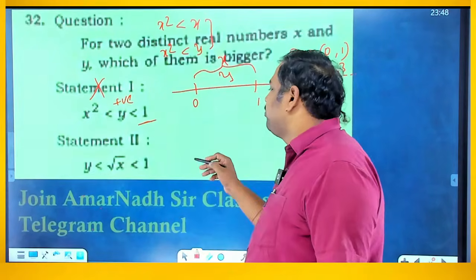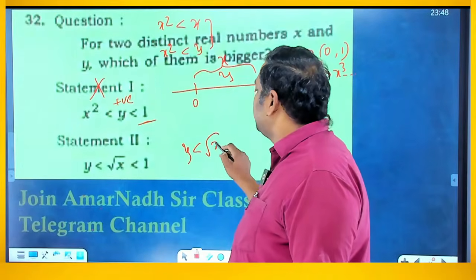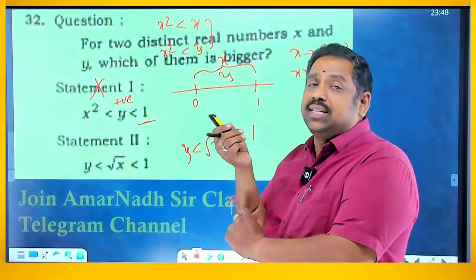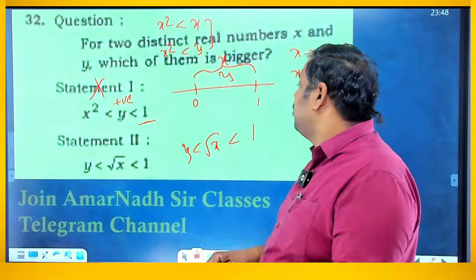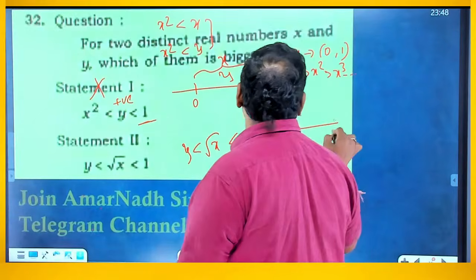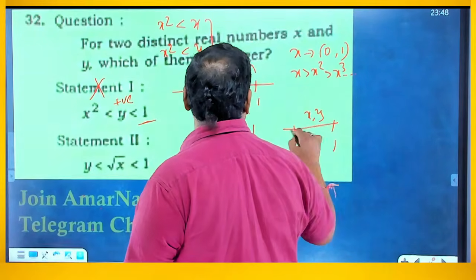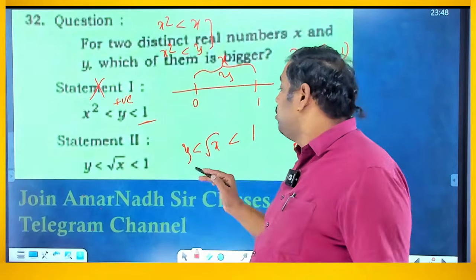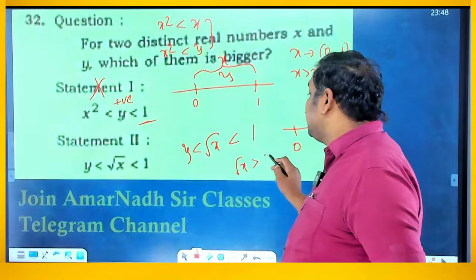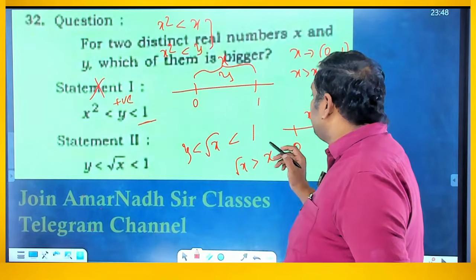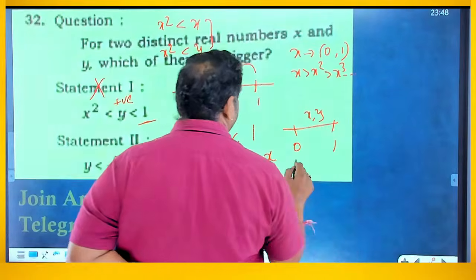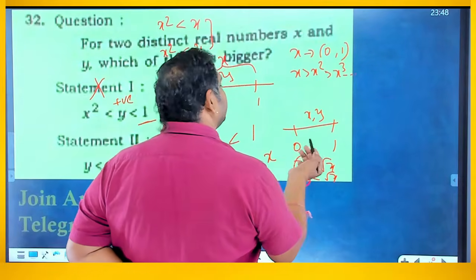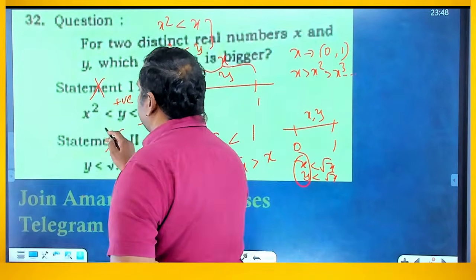Statement 2 says that y is less than root x, which is less than 1. Ultimately, root x is also less than 1, which means x is also in the range of 0 to 1. Both x and y are in the same range. Compared to x, root x is greater. So x is less than root x, and y is less than root x. But between x and y, which is less, you can't say. That's why statement 2 alone is also not sufficient.